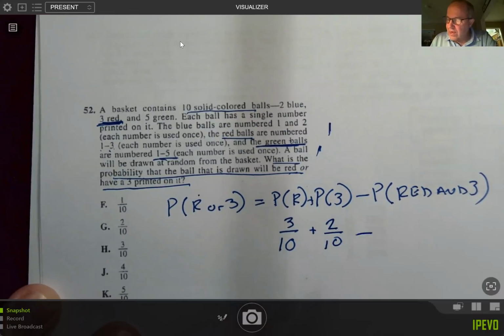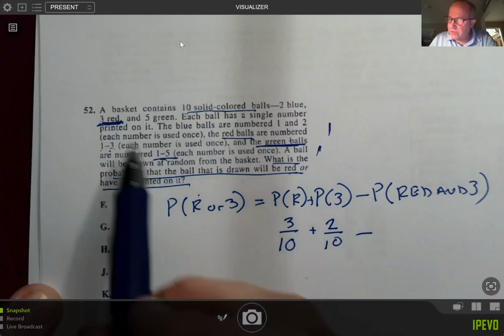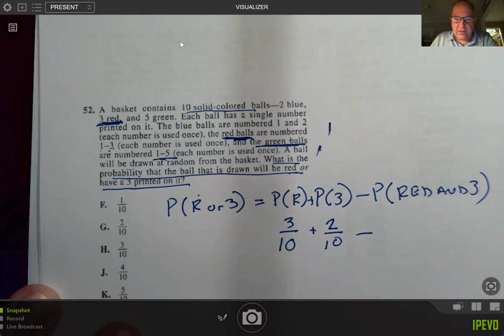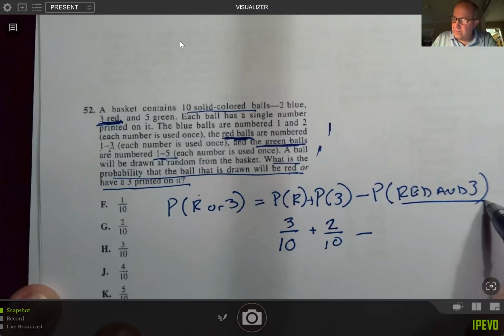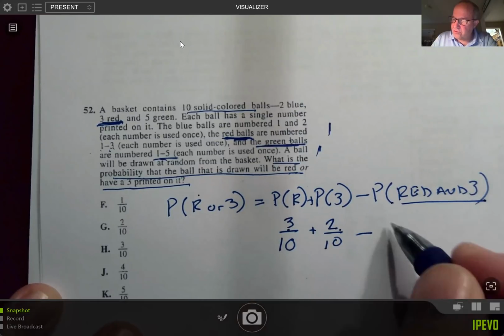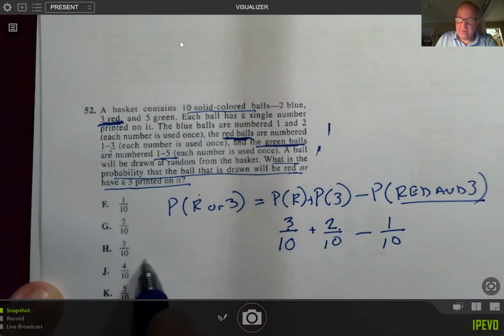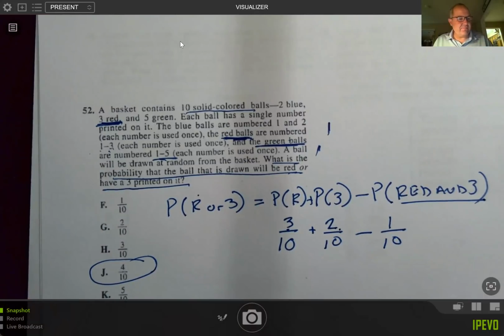But we better subtract out. There's a red number 3, right? This red ball that is number 3 got counted twice. This red 3 got counted once here and once here. So let's subtract that overlap and we'll wind up with 4/10. Letter J.